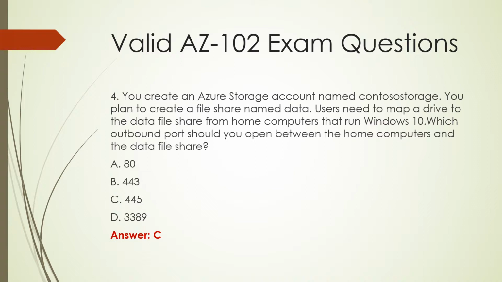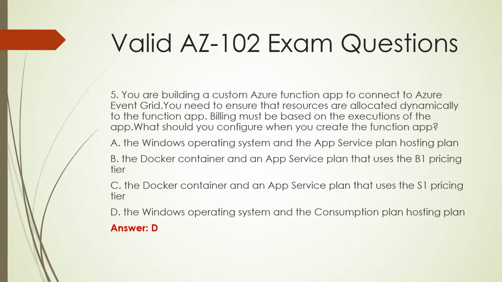Answer, C. 4. You create an Azure Storage account named contosostorage. You plan to create a file share named data. Users need to map a drive to the data file share from home computers that run Windows 10. Which outbound port should you open between the home computers and the data file share? A. 80. B. 443. C. 445. D. 3389. Answer, C.